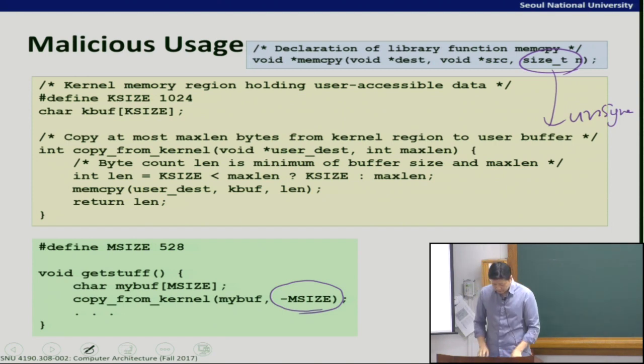And there are many of these kinds of attacks, like buffer overflow and format string. All these things are based on this kind of pointer semantics. These are common types of security attacks.